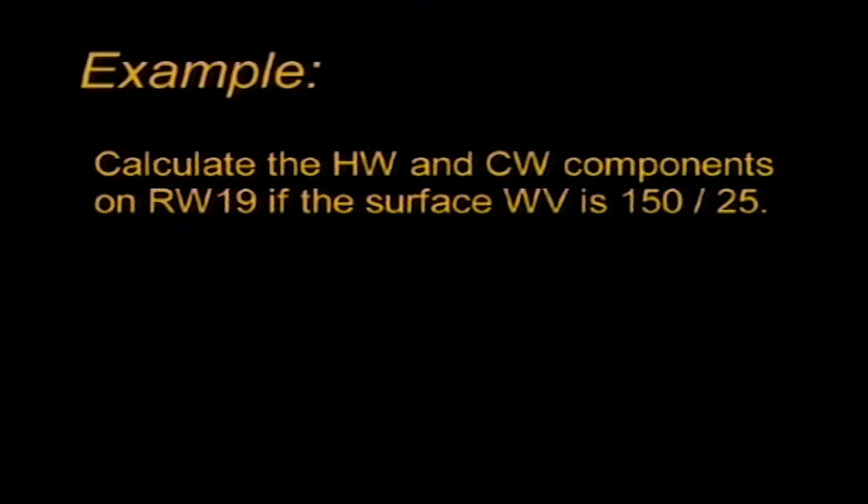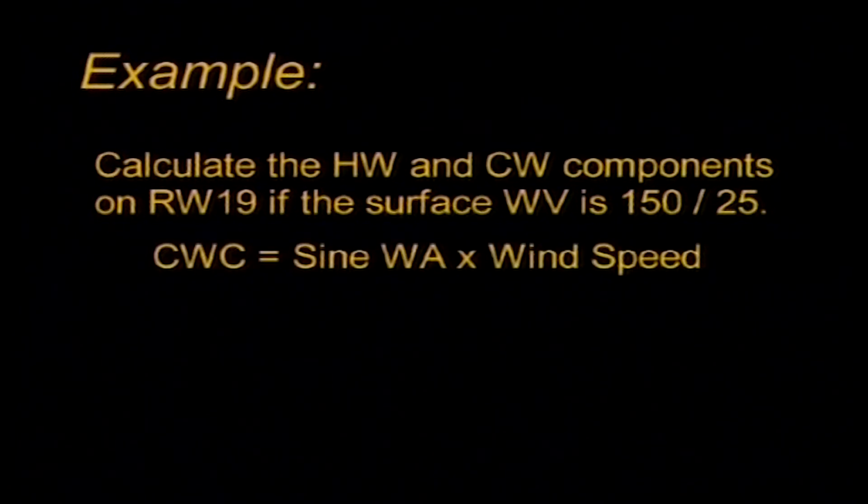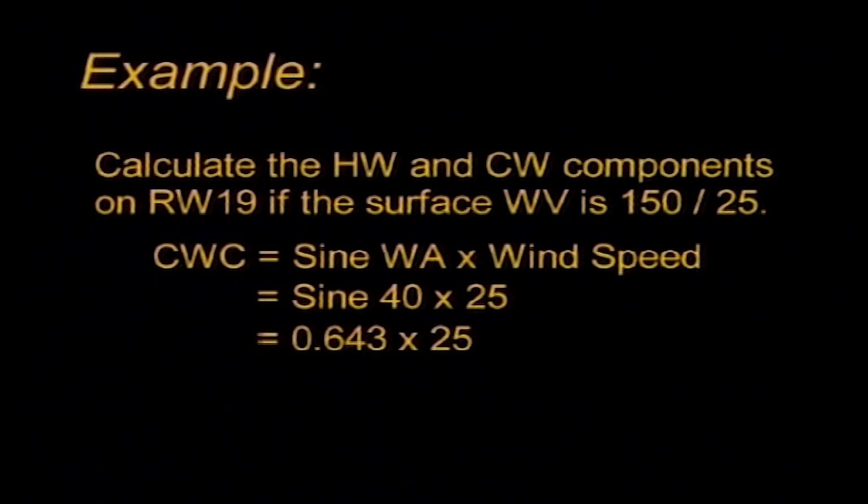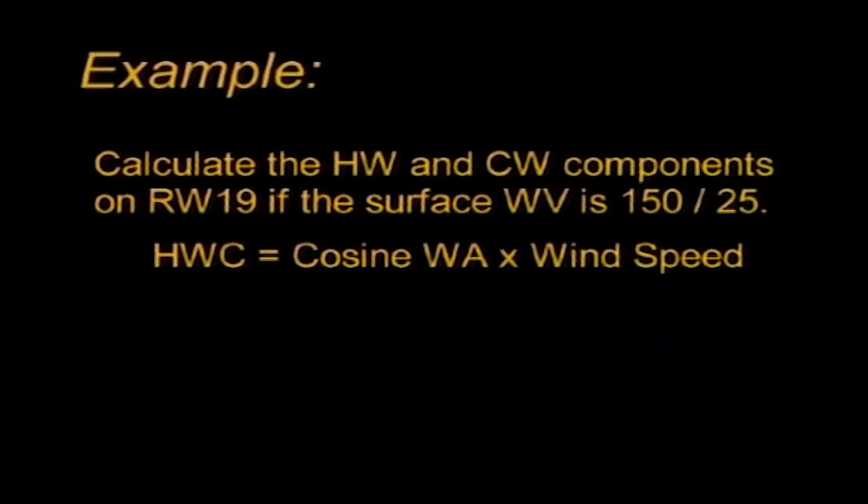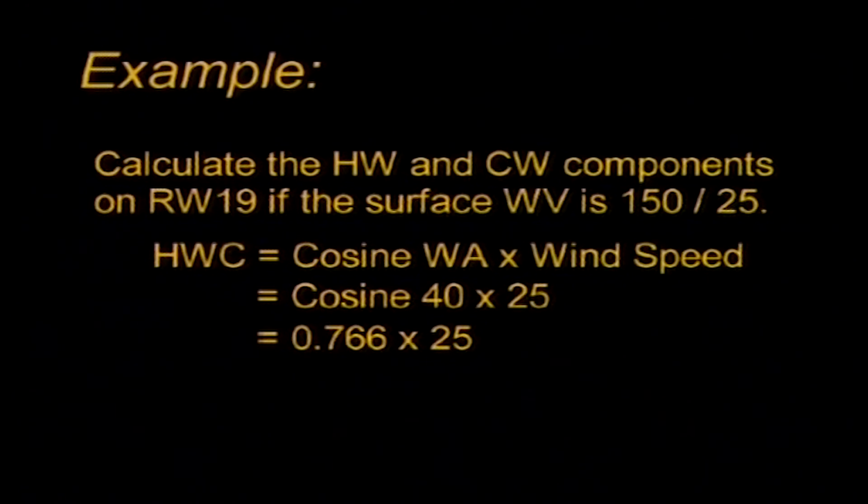Headwind and crosswind components may be calculated using an electronic calculator using the following formulae. Crosswind component equals sine of the wind angle multiplied by wind speed. The wind angle is 190 minus 150, equaling 40. Sine of 40 multiplied by 25 is 16 knots. Headwind component equals cosine of the wind angle multiplied by wind speed. Cosine of 40 multiplied by 25 is 19 knots.